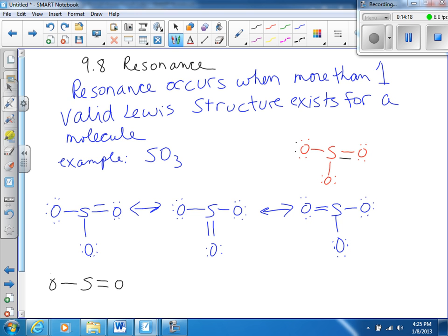Why don't you try to figure out what the resonance structure is for this one? And I'm about to write it, so if you want to do it on your own, go ahead and pause. I'm writing it right now. There we go. So SO2 exhibits resonance, and in SO2 that double bond can move to the left or the right, so it spends half of its time in each place.